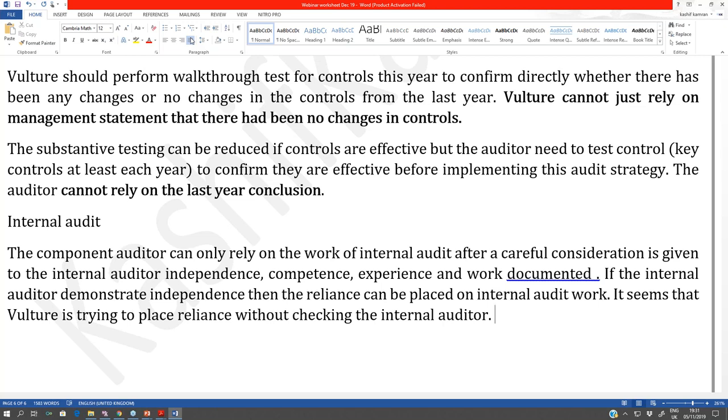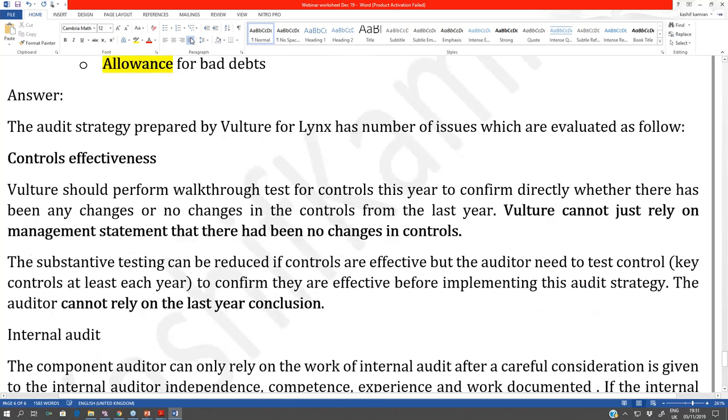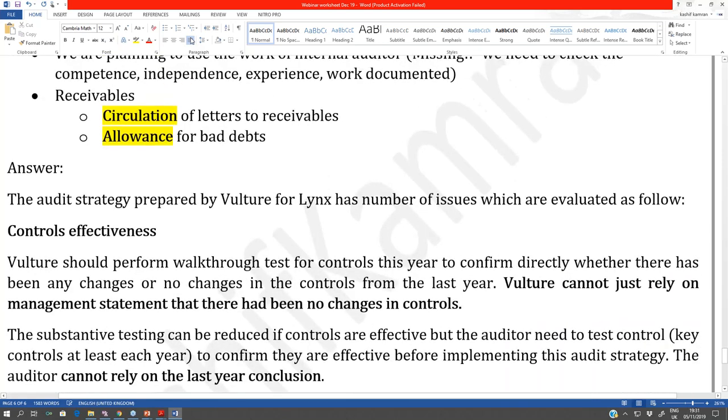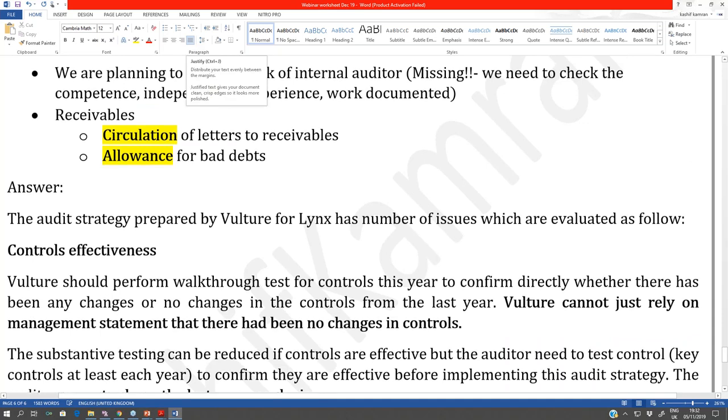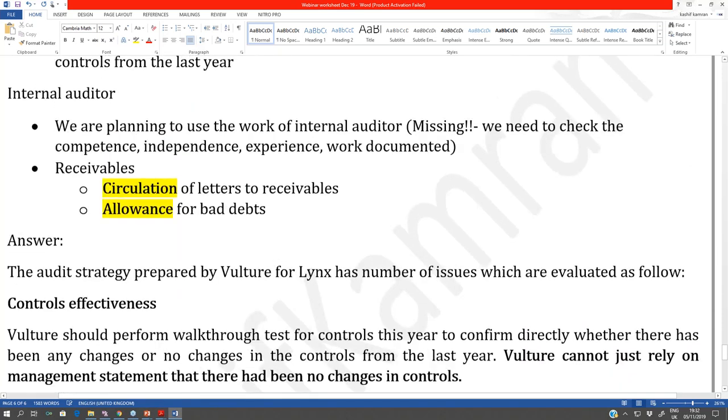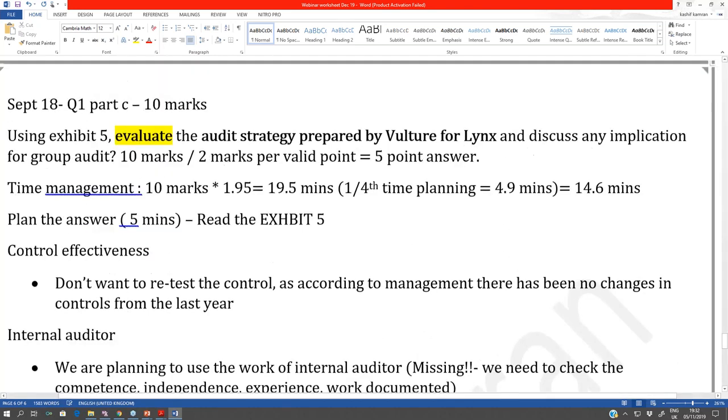It could be that the internal auditor is not independent. How can I rely on him? It could be that the internal auditor is not competent, or it could be that the internal auditor is not experienced, and I'm relying on him. Right? So you can continue this answer. You can write something about receivables, the wrong audit strategy on receivable, that you're giving the work of circulation and allowance to the internal auditor, which should have been the key areas, which should have been focused on by the component auditor. You can see the examiner answer as well for this exam paper, September 18, question number 1, part C.